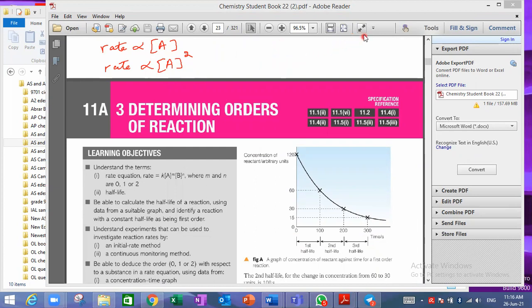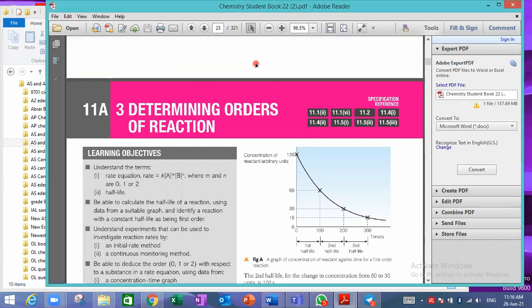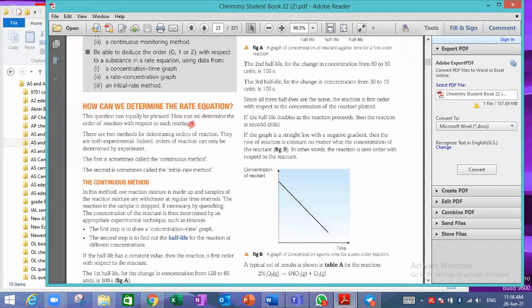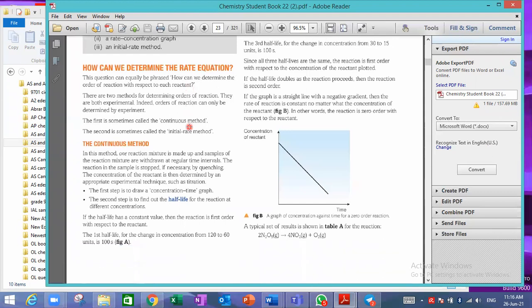Now, what are the different types of methods from which we can determine the rate equation and determine the order of the reaction with respect to one of the reactants? Now, we have two methods that we can do experimentally to determine the rate equations and find out the order of the rate with respect to one of the reactants. The first method is called the continuous method, and the second method is called the initial rate method.